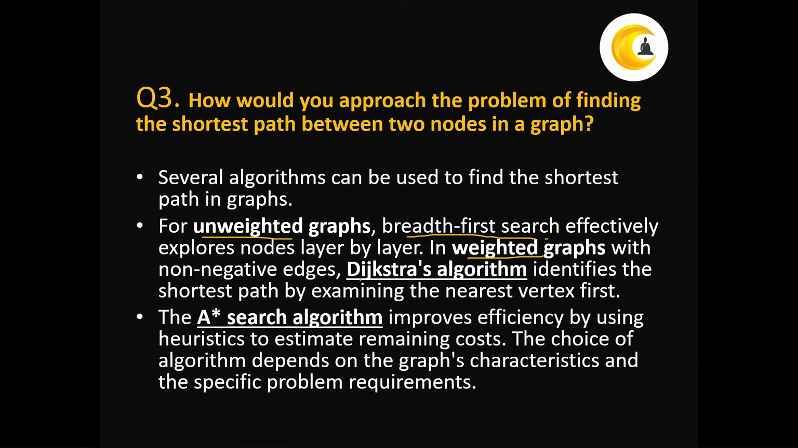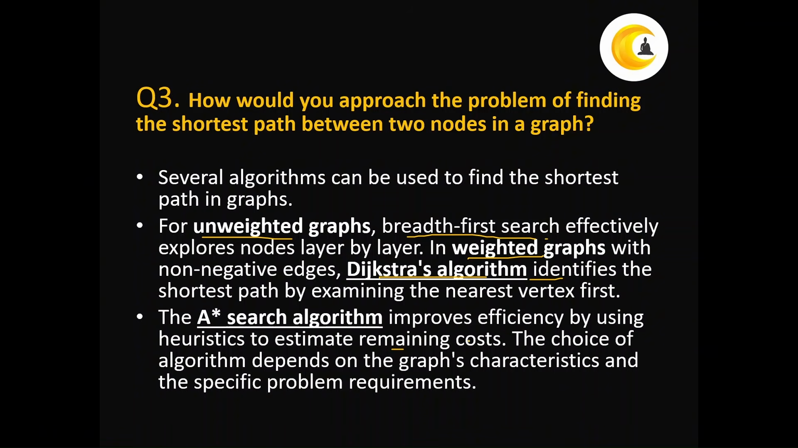For weighted graphs with non-negative weights, you can use Dijkstra's algorithm, which identifies the shortest path by examining the nearest vertex first. Otherwise, you have something called the A star search algorithm, which improves efficiency by using a heuristic estimate.